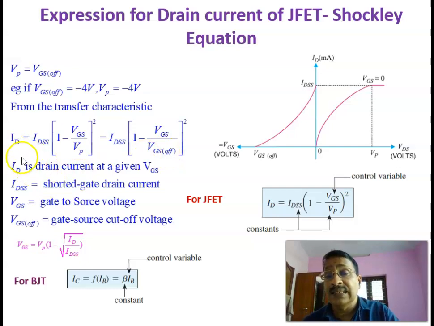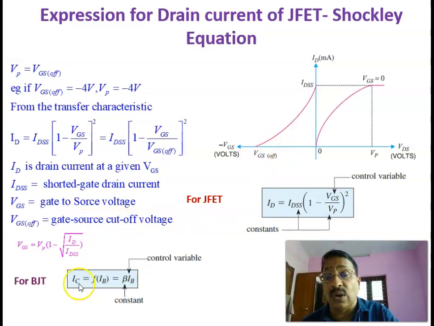Therefore, the drain current ID is given in terms of VGS by this equation, IDSS into 1 minus VGS divided by VP whole square. IDSS is called the shorted gate drain current. That is, it is the drain current IDSS when VGS equal to 0, the maximum saturation value of the drain current. And VGS is the gate to source voltage. For any gate to source voltage, you can calculate the drain current based on this relation. This is called the Shockley's equation, and VGS off is the gate to source cutoff voltage.